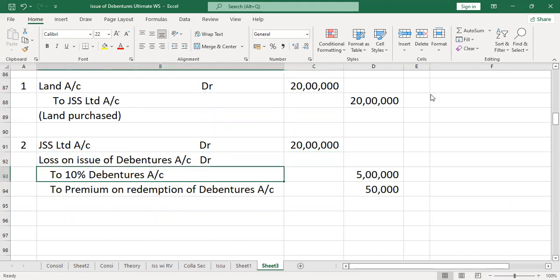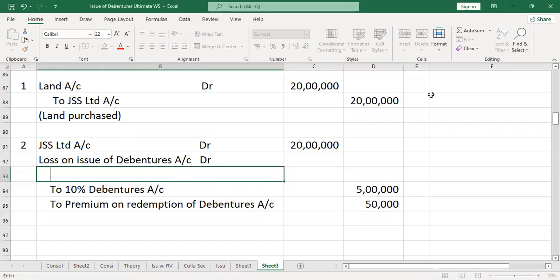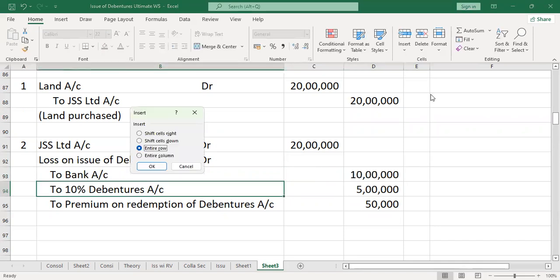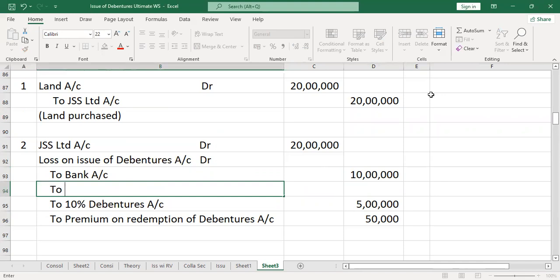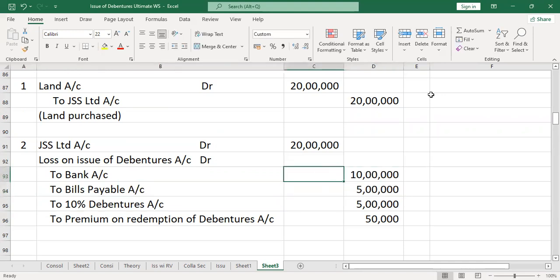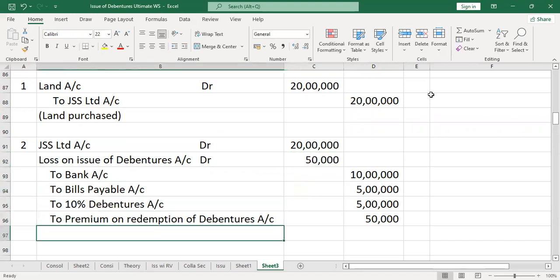Oh, no. We also paid through check, right? So that will also come. So to bank account, 10 lakh, and we also accepted a bills of exchange, right? So that's another liability. So that will be to bills payable account, 5 lakh. Understood, my dear children? And the loss on debentures account can be the balancing figure or just the 50,000. It's 10 rupees loss per debenture, and we have issued 5,000 debentures. So 10 into 5,000 is 50,000.